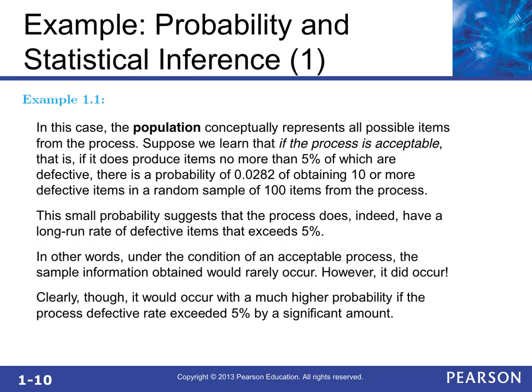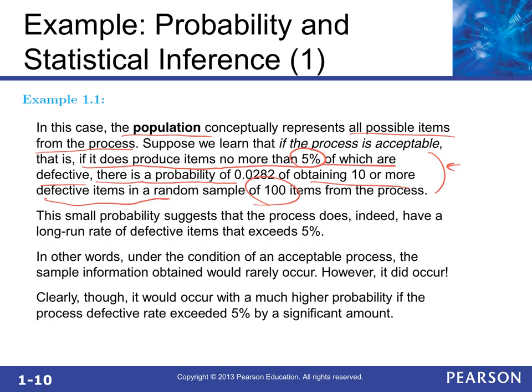In fact, we have to study more to calculate the actual probability in this example. So at this point, let's just accept the probability value for this example. In this case, the population conceptually represents all possible items from the process. Suppose we learn that if the process is acceptable, that is, if it does produce items no more than 5% of which are defective, there is a probability of only 0.0282 of obtaining 10 or more defective items in a random sample of 100 items from this process.